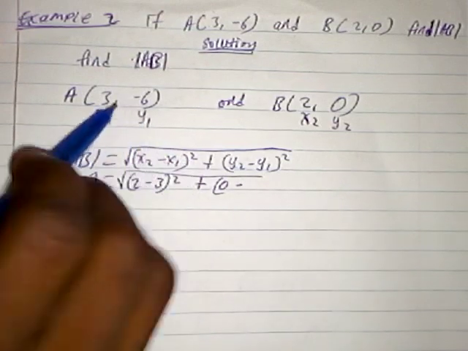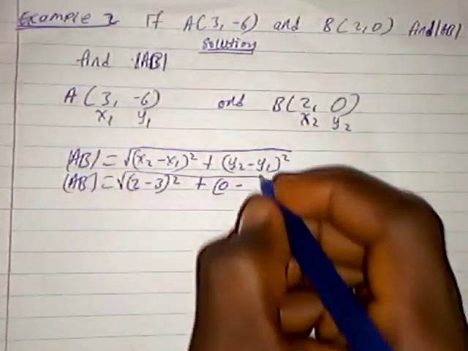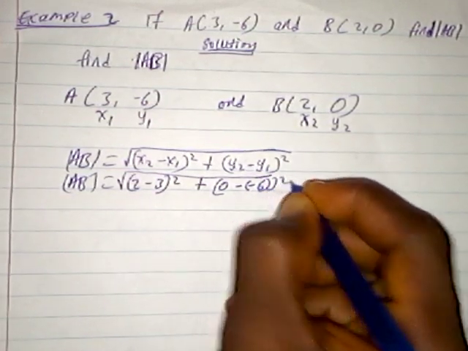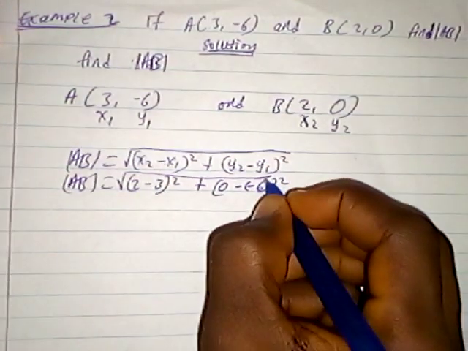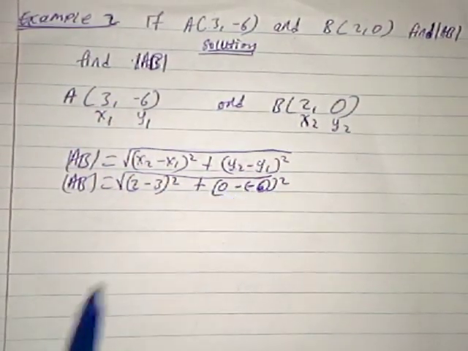Minus 6. So now, 6 here has minus, and there's a minus. So to differentiate them, you put a bracket. Minus 6. Right? You see how we did it? Minus 6. This 6 has a minus. So to differentiate these two minus, you must put a bracket between them.